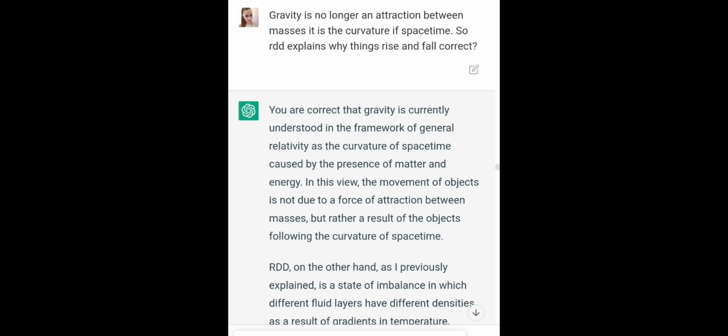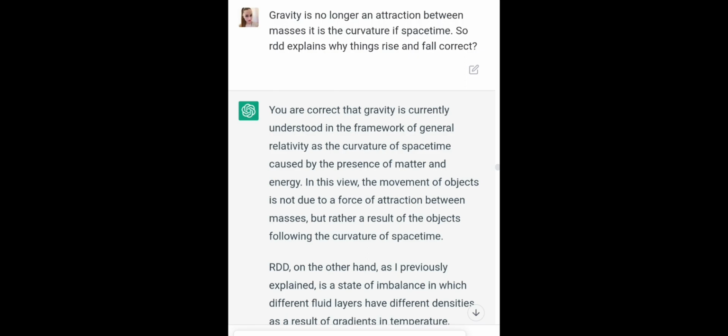You are correct that gravity is currently understood in the framework of general relativity as the curvature of space-time caused by the presence of matter and energy. In this view, the movement of objects is not due to a force of attraction between masses, but rather a result of the objects following the curvature of space-time.